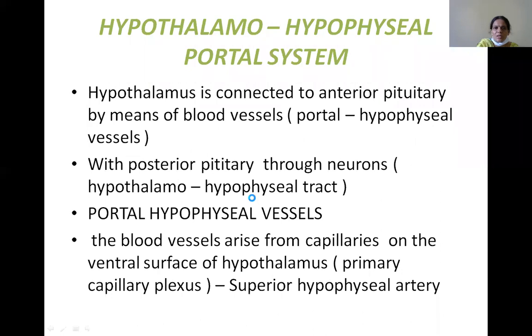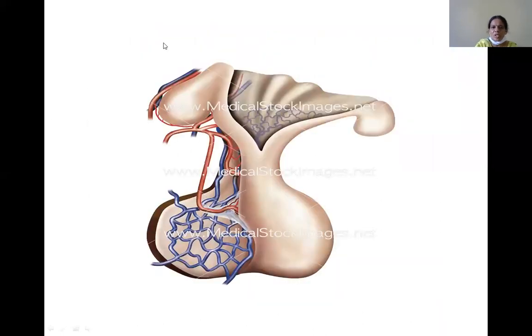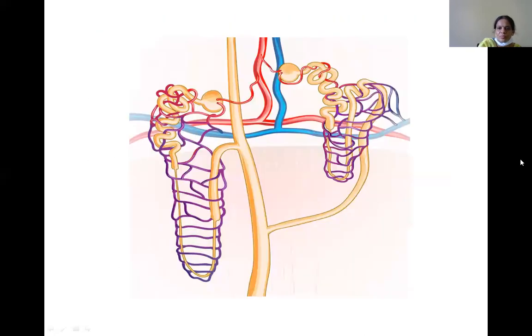So this is the one showing the hypothalamo-hypophyseal portal system, the portal tract. This is the posterior pituitary, with the connection from the hypothalamus to the posterior pituitary termed the hypothalamo-hypophyseal tract. So the hormones which are being synthesized reach the pituitary by means of the vessels or by means of the tract.